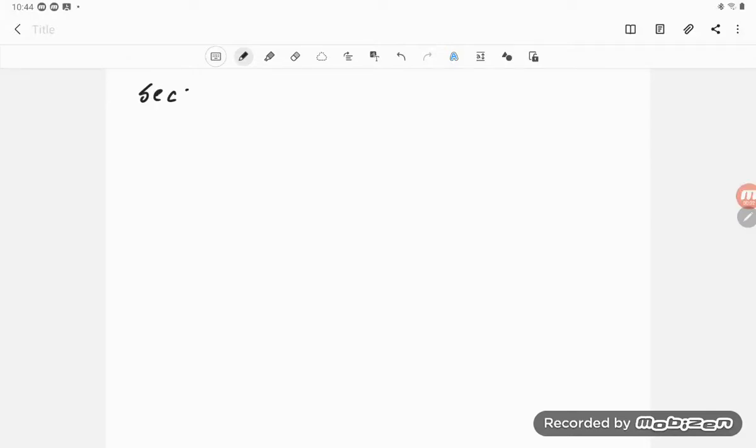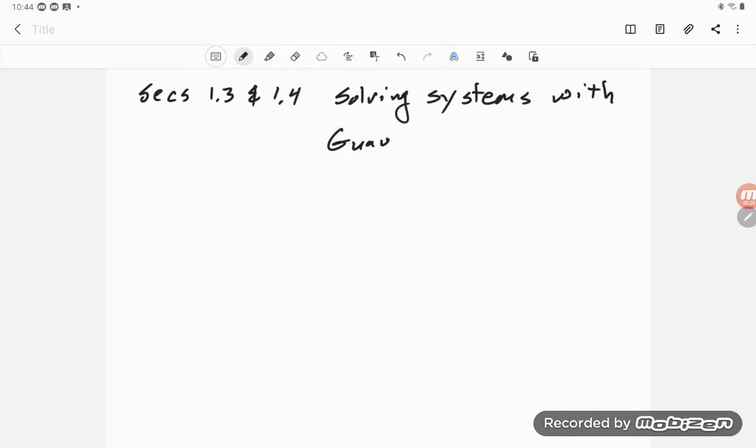Okay, this is sections 1.3 and 1.4. We are solving systems with Gauss-Jordan reduction. Okay, so the reason I'm putting this together is, oops, I spelled Gauss wrong.